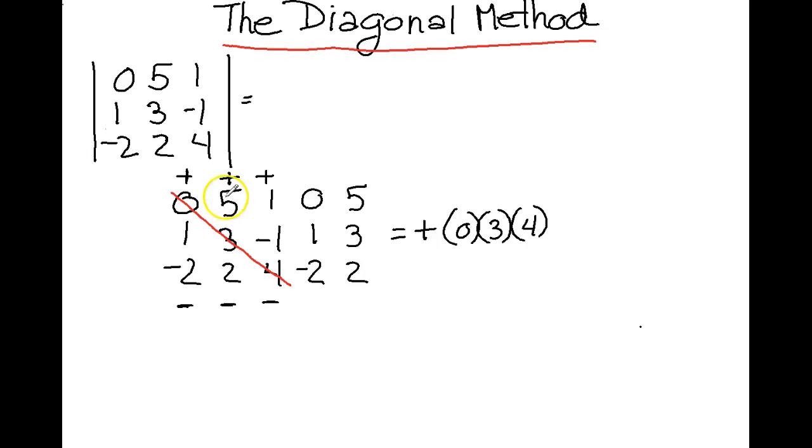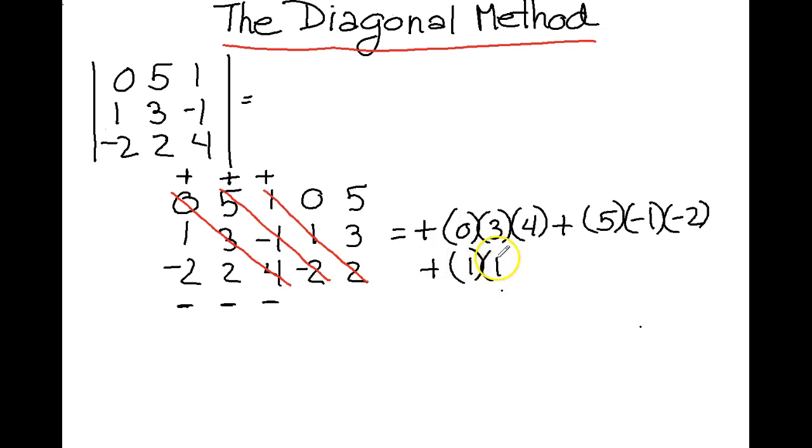Then I move over one diagonal and draw a diagonal through those three numbers. I notice that above this diagonal is a plus, so I will be adding 5 times negative 1 times negative 2. And then I move over again one diagonal, and I notice there's an addition above it, so I will be adding the product of these numbers: 1 times 1 times 2.